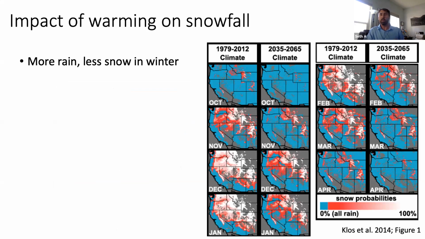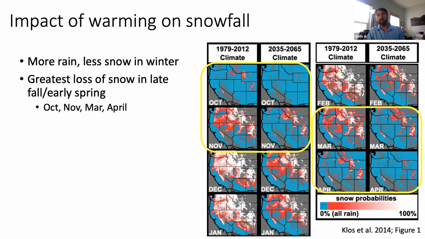Now, I want to talk a little bit about the projected impact of warming on snowfall, on whether precipitation will fall as rain or snow. This figure shows the probability of precipitation falling as rain or snow. The blue colors represent 100% probability of rain, and red moving towards white represents an increasing probability of snow.